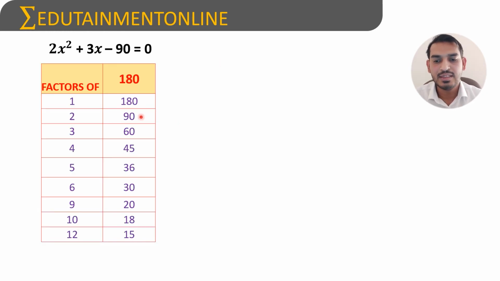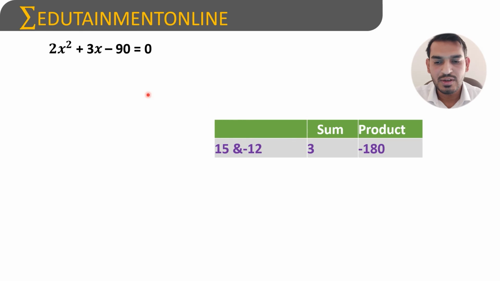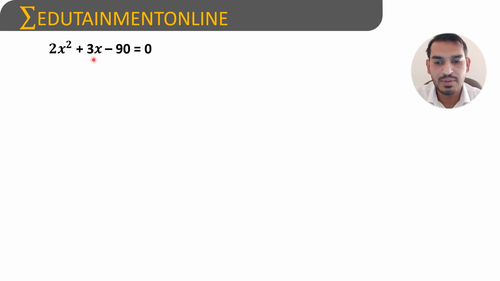So first we will take the pairs of numbers whose product is 180. 180 is 2 times 90, 3 times 60, all these are factors of 180, and these are the pairs of numbers which will form 180. Out of these we have 15 and 12, which give the difference, that is the sum with signs, equal to plus 3. So 15x minus 12x is equal to 3x. So in place of the middle term 3x, we can write plus 15x minus 12x. So 2x square plus 15x minus 12x minus 90 equals 0.